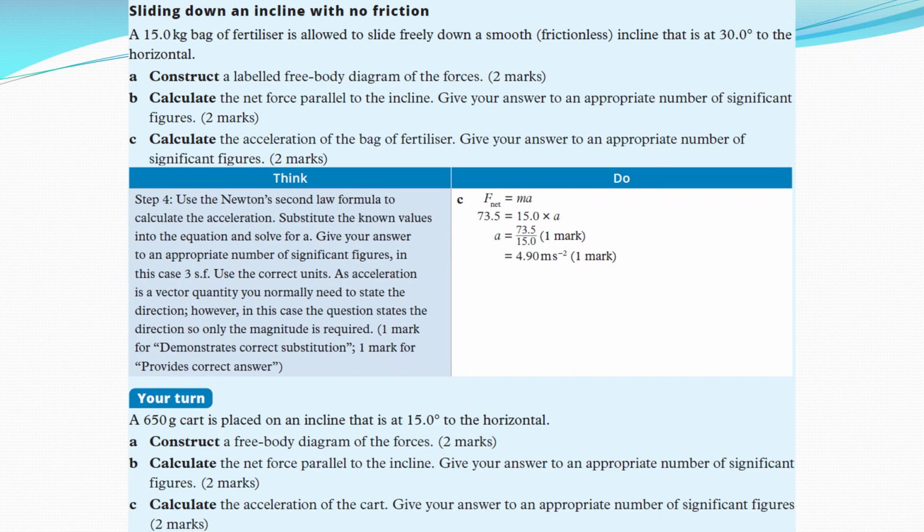Now in part C, calculate the acceleration. So we worked out the force going down the incline. F equals ma is going to give me my answer here. That was the force parallel down the incline. That's the mass. There's your last unknown. That should be fairly straightforward. It's an acceleration, 4.9 meters per second squared. Easy as. And you can have a crack at those later.